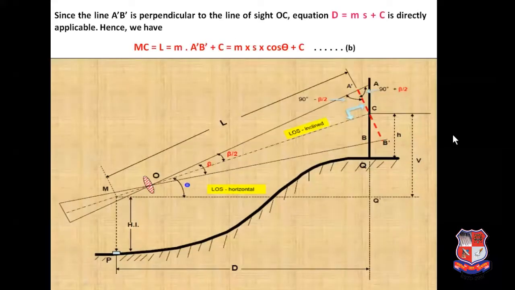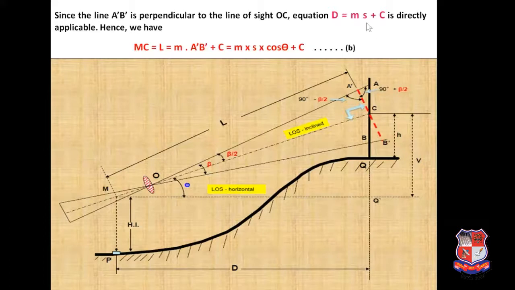Since the line A'B' is perpendicular to the line of sight OC, we can directly apply the equation of the distance, D is equal to MS plus C. That is case number 1, in which the line of sight is horizontal and the staff is vertical. So we can apply the distance equation directly here. D is equal to MS plus C.